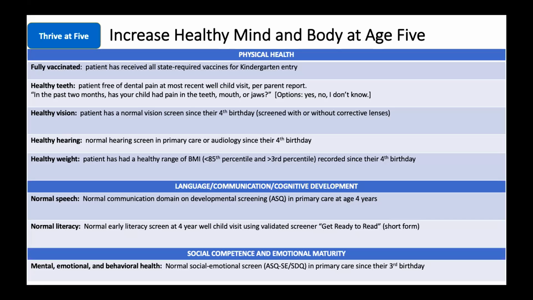In primary care, we start with the Thrive by 5 measure. This is the measures at age 5, are children fully vaccinated? So this looks a little different from the usual measures because we're also including speech in this measure, we're including literacy in this measure, and we're measuring social-emotional competence and emotional maturity for children to be able to thrive. So we're not only thinking about weight and hearing and vision, but we're also thinking about many other factors.